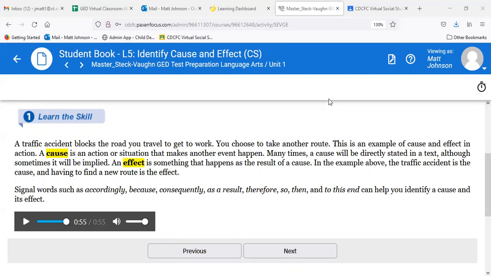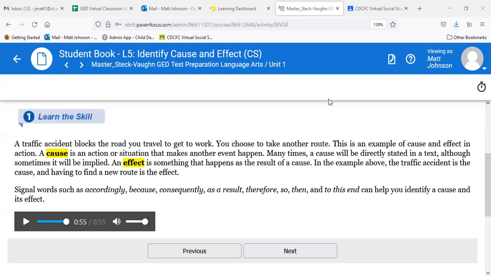The thing that we want to look at here is also the signal word. So accordingly, because, consequently, as a result, therefore, so, then, and to this end are words that you're going to look for to introduce that cause and effect.